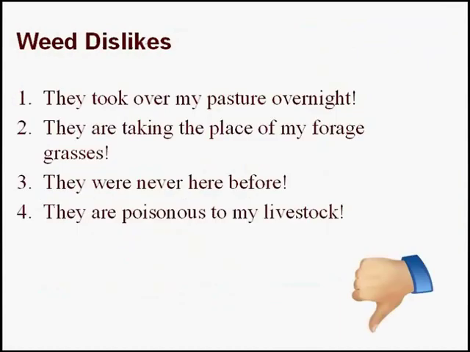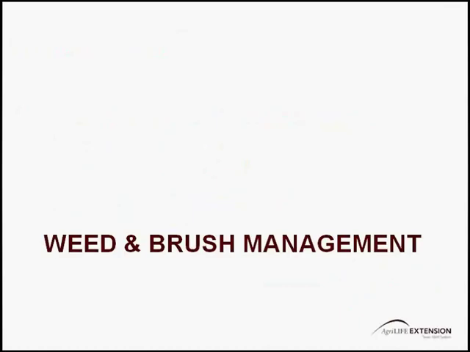So another dislike, of course, is that they're poisonous to my livestock. And we learned earlier that less than 4% of the plants we have in Texas are toxic. So it's really important to identify what plant you're dealing with. And then once you know the name of that plant, you can decide if that's something that you really want to treat and get rid of out of your pasture, or maybe defer grazing for some time in a pasture. But without knowing what it is, it's hard to make those decisions.